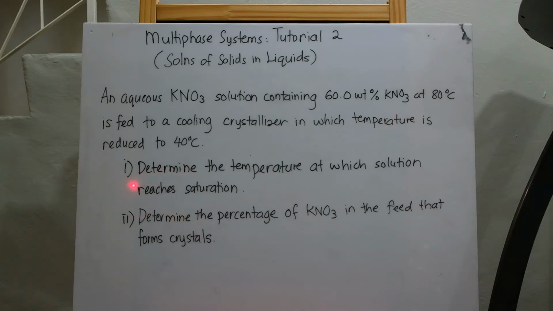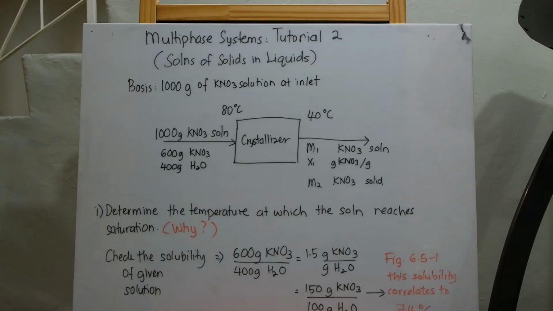Okay, so the question wants us to find the temperature at which the solution reaches saturation. Second, to determine the percentage of potassium nitrate in feed that forms crystals. So let us translate this question into our process flow diagram. So let's take a basis. This is our process flow diagram. So let's take a basis of 1000 gram of potassium nitrate solution at inlet. So we draw our process flow diagram.